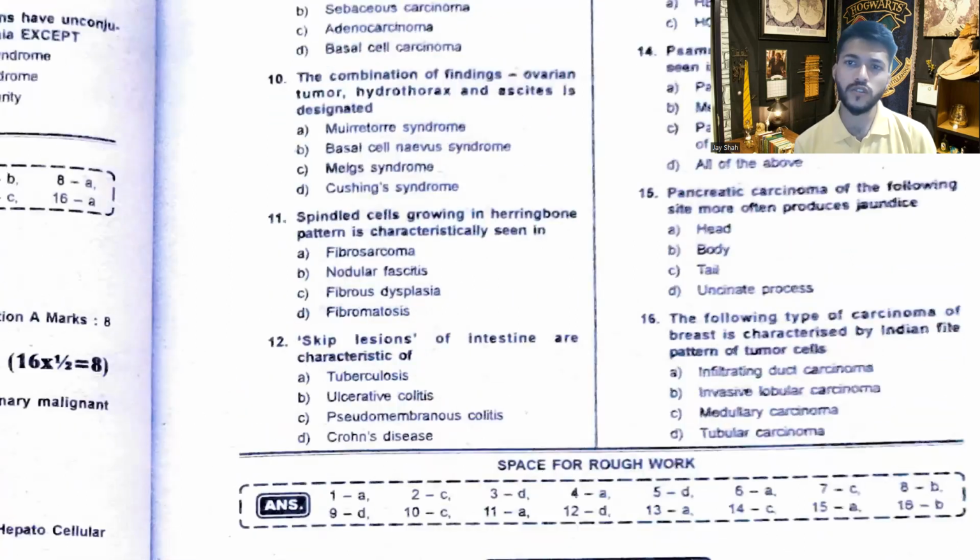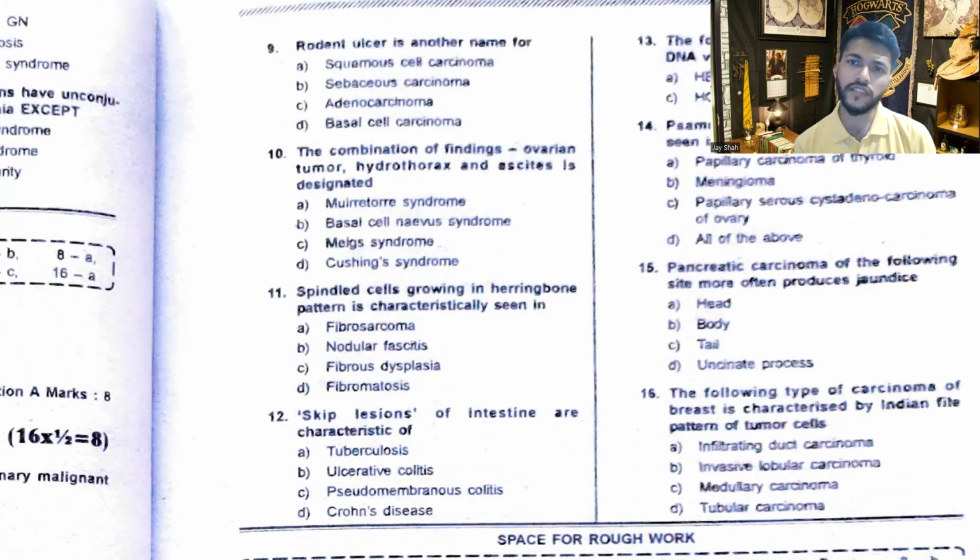Psammoma body calcification, told you again, is seen in papillary carcinoma thyroid, papillary variant renal cell carcinoma, meningioma, and serous cystadenocarcinoma of ovary. So the answer is all of the above. Following hepatotropic virus is a DNA virus: HBV is DNA. HCV is RNA virus. Skip lesions of intestine are characteristic of your Crohn's disease. Ulcerative colitis is continuous. Skip is Crohn's. Tuberculosis is circumferential. Spindle cells growing in herringbone pattern, you need to remember, is fibrosarcoma.